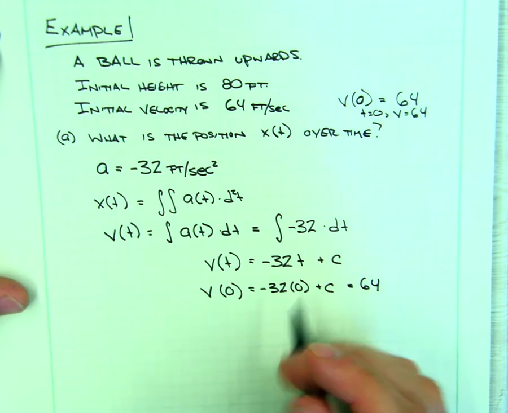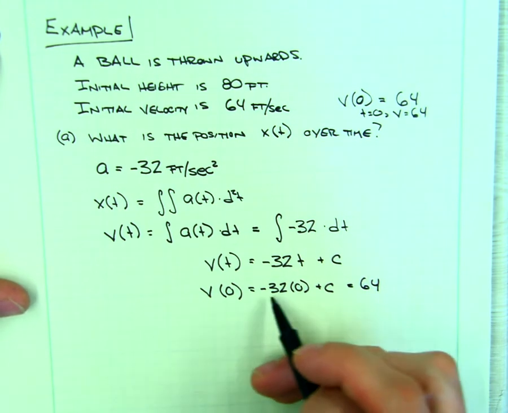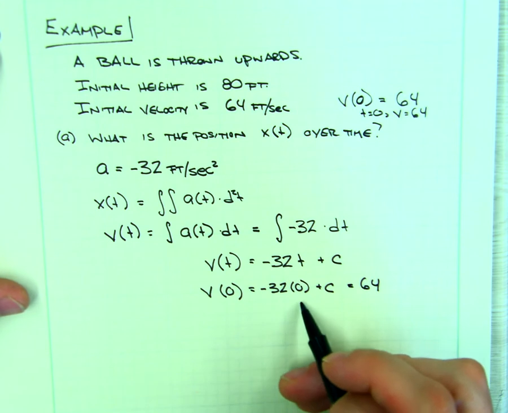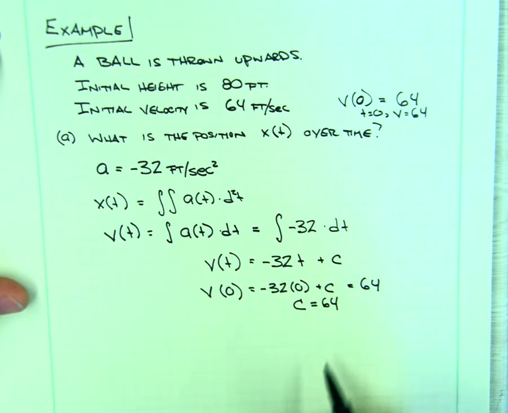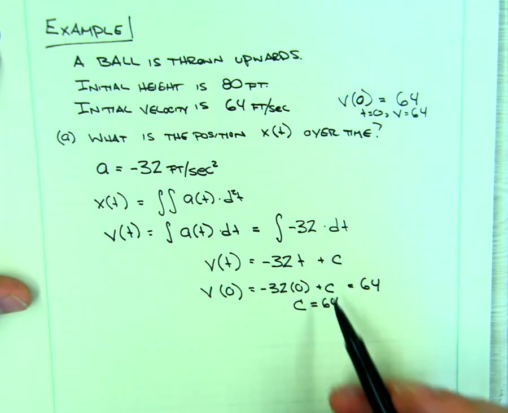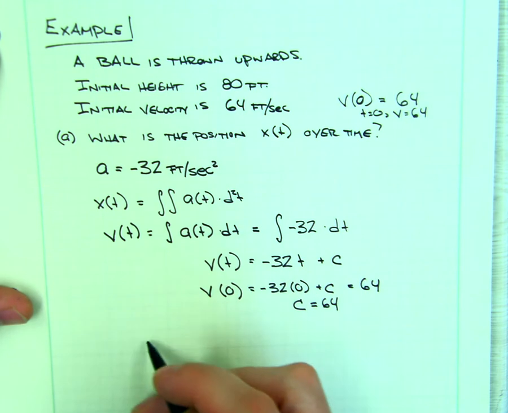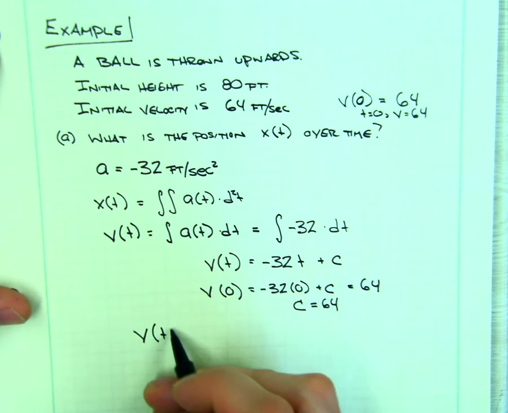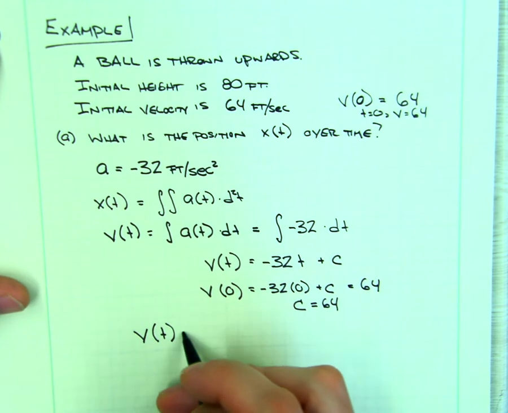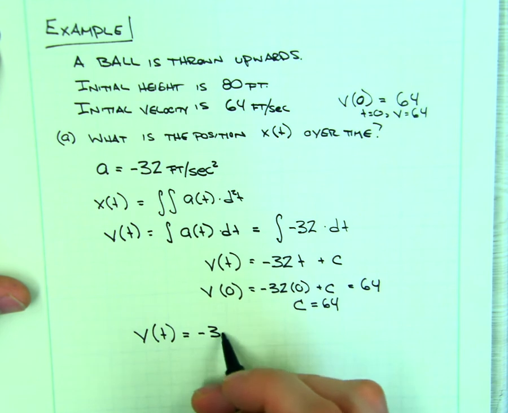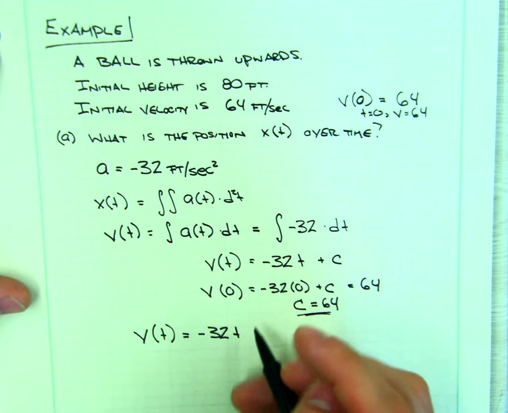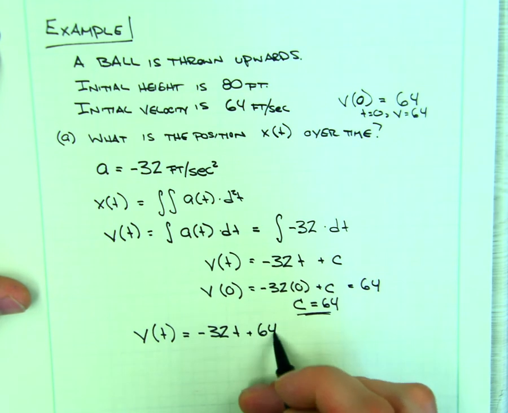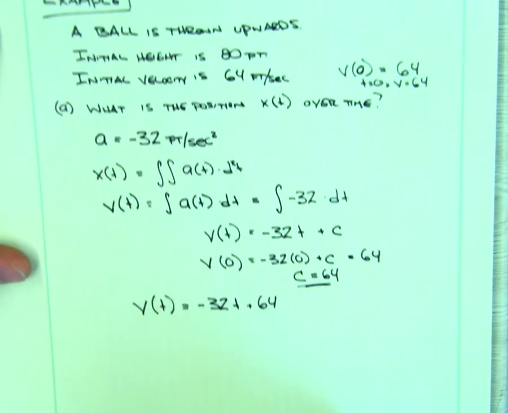Well, this becomes a little bit simple and almost unexciting. Negative 32 times 0 is just going to be 0. And so I'm just left with c is equal to 64. So this initial condition, just like when we were dealing with initial conditions with integrals, allows me to solve for c. So now I can write the complete function of v of t with my one initial condition. So I can say v of t is equal to negative 32t plus, I just solve for what my c is, plus 64.